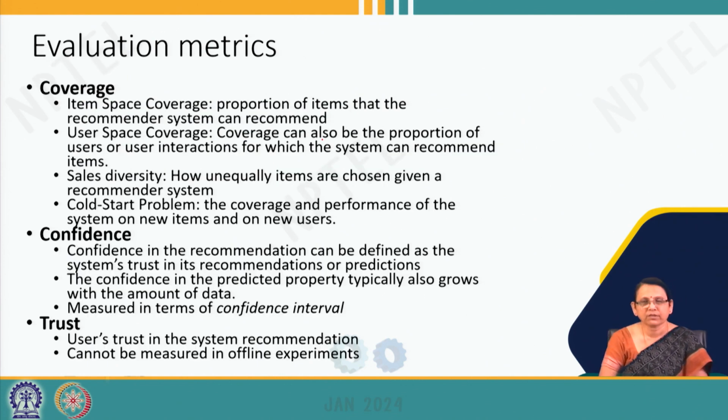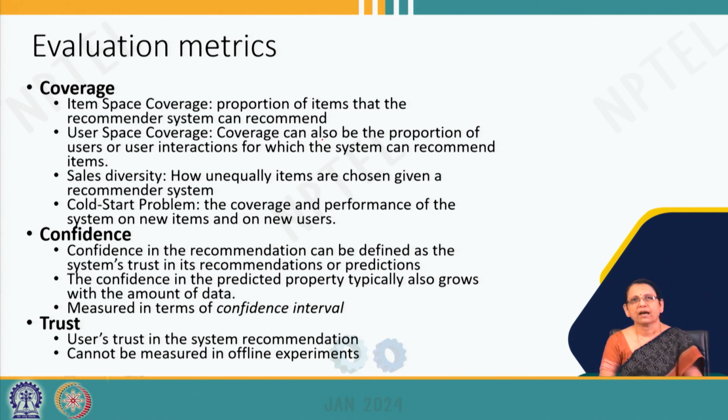Now, there are other evaluation metrics about accuracy, which we are going to talk about in detail, but there are other evaluation metrics as well. For example, coverage. This coverage can be item space coverage or user space coverage. So, what is item space coverage? The proportion of the items that the recommender system can recommend. What is user space coverage? It shows what proportion of the users the system could recommend items to.